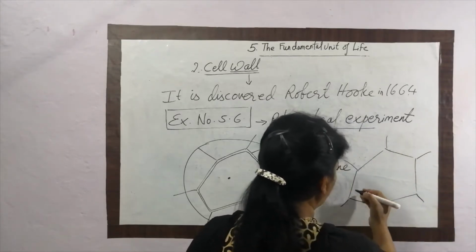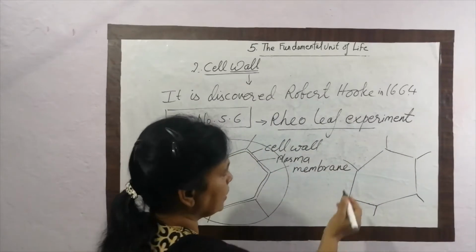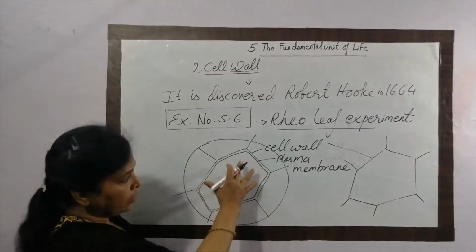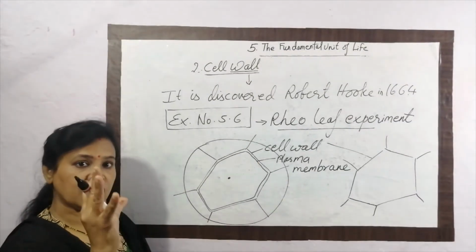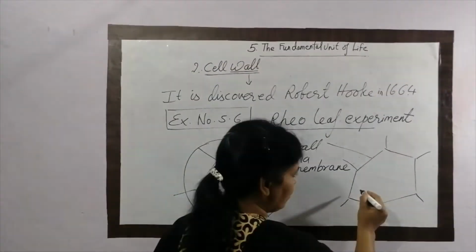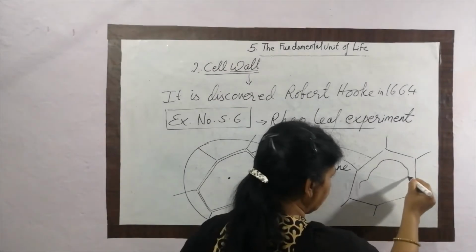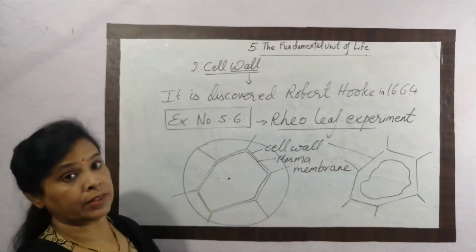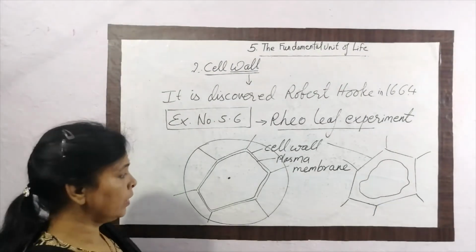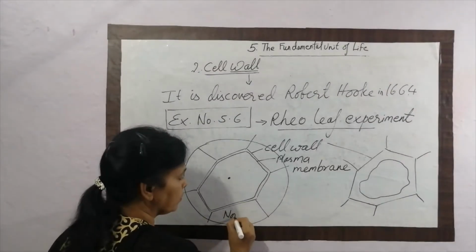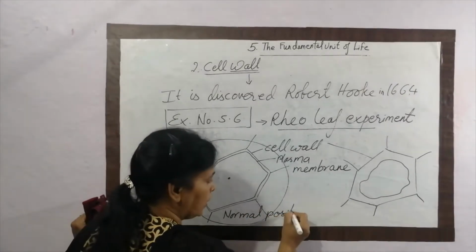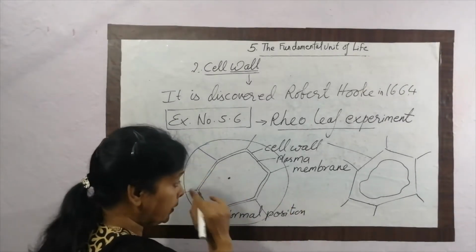Although we are not labeling it much, here this is the cell wall, that we understand. What happened with the plasma membrane? This plasma membrane will start to shrink. The plasma membrane will become something like this from here. And this is easily visible in the microscope. Okay? This is the normal position. This is the normal position. And this is the position when it shrinks.